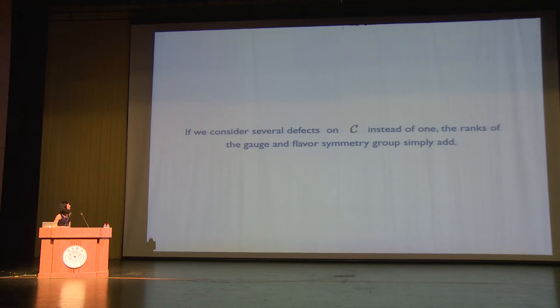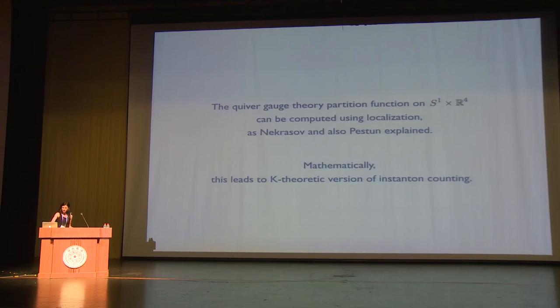It's easy to understand. Now, if you consider several defects on C instead of one, the ranks of the gauge and flavor symmetry groups simply add. The partition function of the quiver gauge theory on S1 times R4 can be computed by localization, as Nekrasov and Pestun explained. Mathematically, this leads to a K-theoretic version of instanton counting.